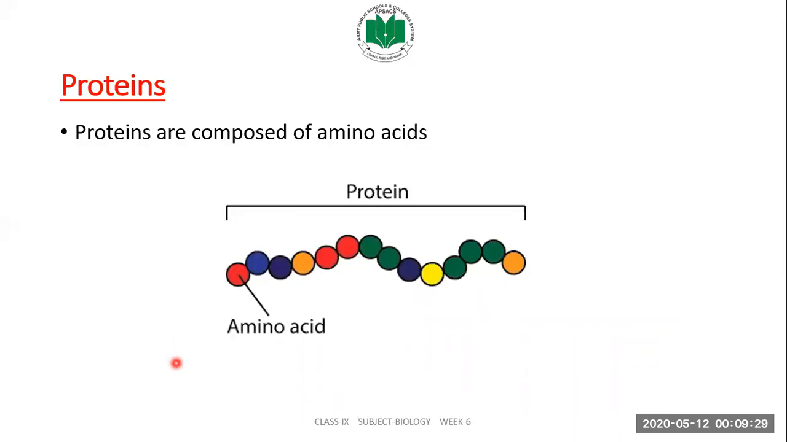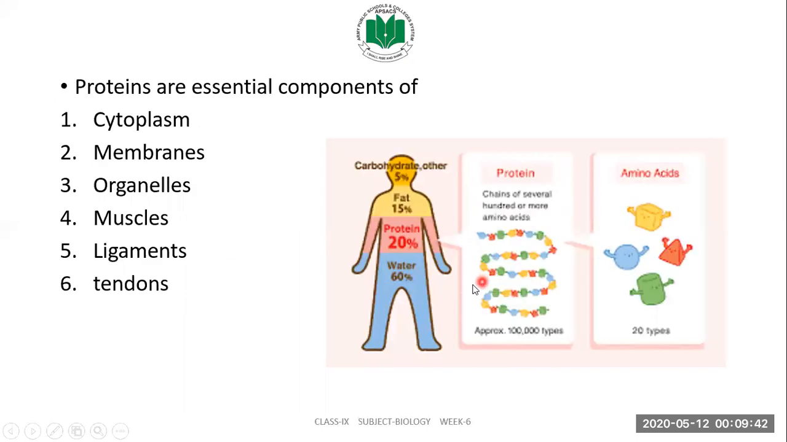Coming towards our next topic, which is proteins. They are composed of amino acids, small units. For example, you can see here one amino acid, this is second, third, fourth, different amino acids. They join together to give us a long structure called protein. Proteins are essential components of cytoplasm, membranes, different organelles, muscles, and our ligaments and tendons also.